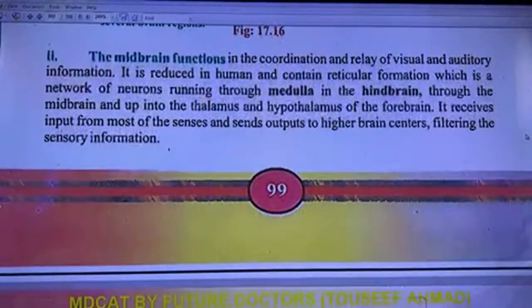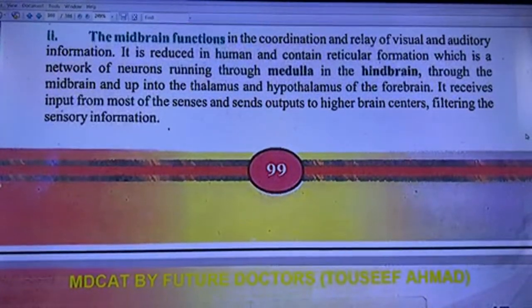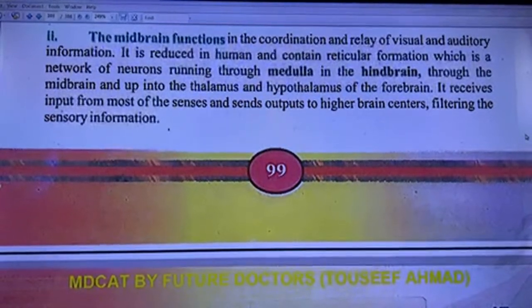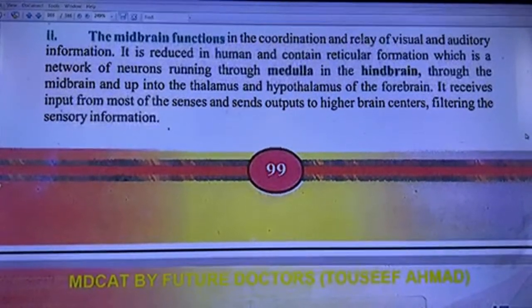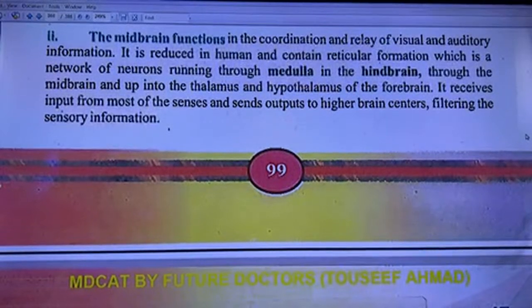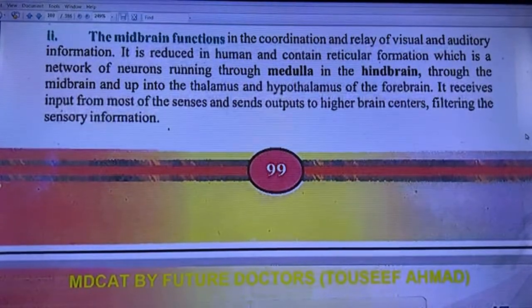The midbrain functions in the coordination and relay of visual and auditory information. In humans, it contains the reticular formation, which is a network of neurons running through the medulla in the hindbrain, through the midbrain and up into the thalamus and hypothalamus of the forebrain. It receives input from most of the senses and sends outputs to higher brain centers, filtering the sensory information.